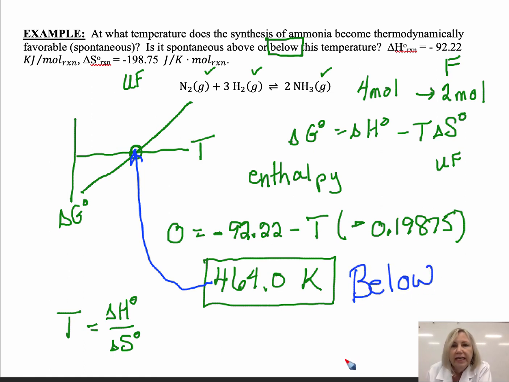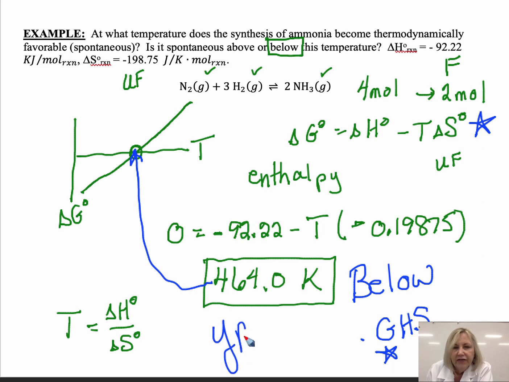So those are two key applications of that major equation. Sometimes I just call it the GHS equation as I'm referring to it. So the GHS equation gives us that balance of enthalpy and entropy to determine whether a reaction or process is thermodynamically favorable.